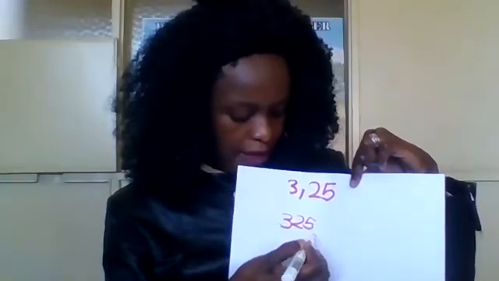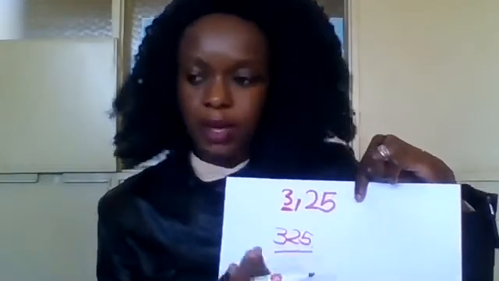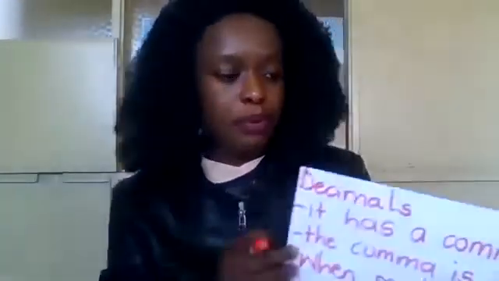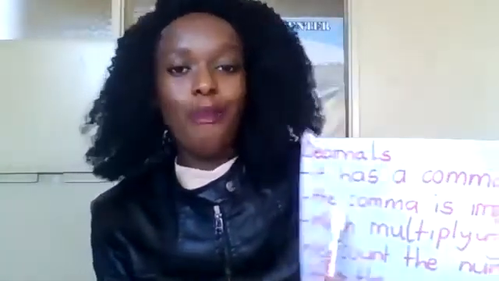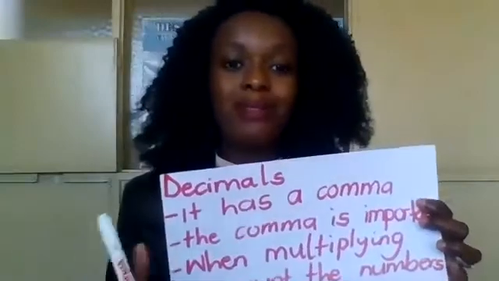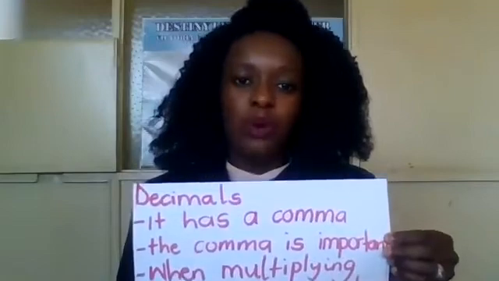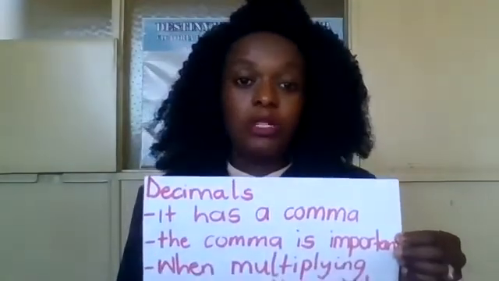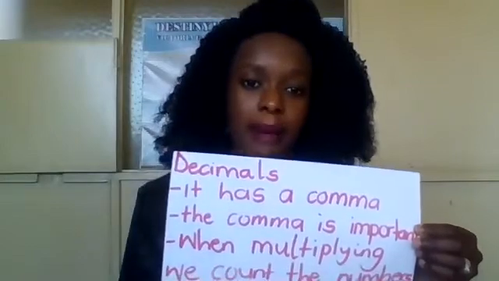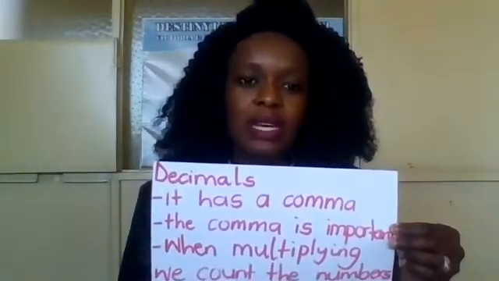It is different from 325. This is a whole number. Also, when you talk about multiplication of decimals, there are certain things that we must take note of. For example, when you are multiplying, the comma is important. When you are multiplying decimals, whether with another decimal or with a whole number, the comma is very important.